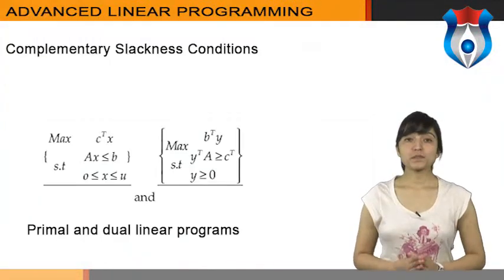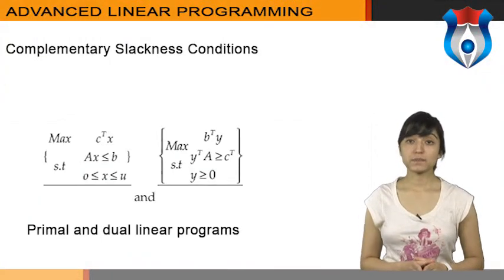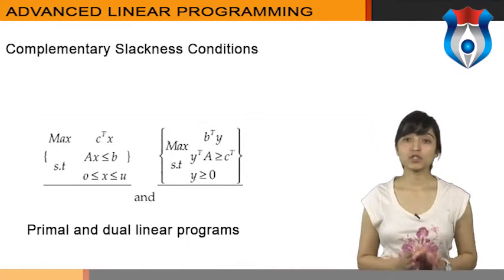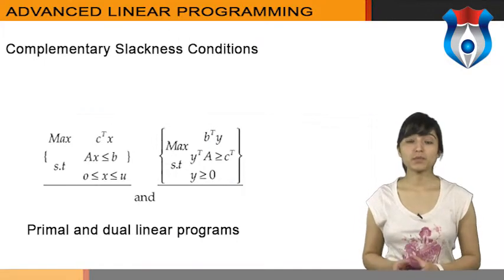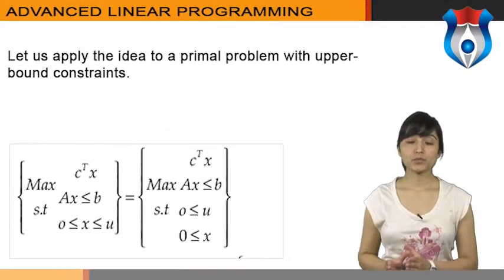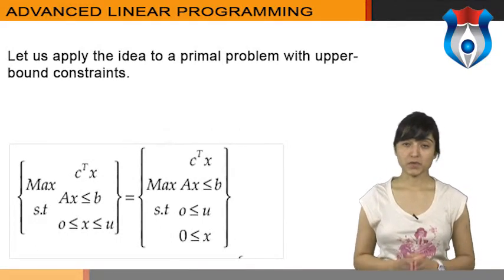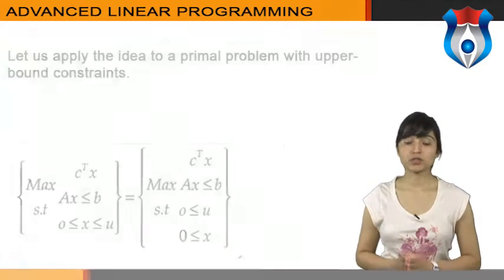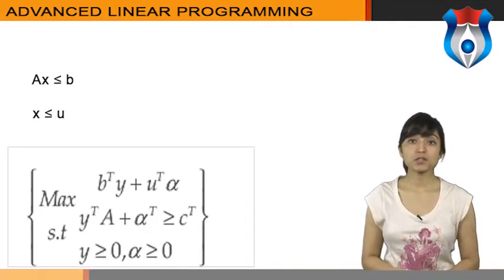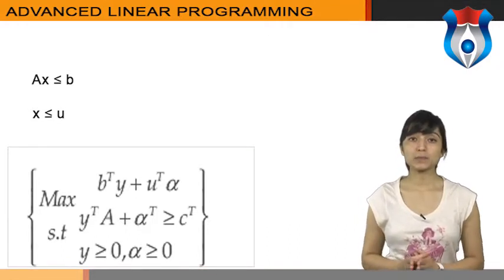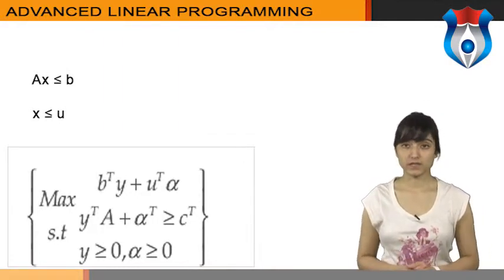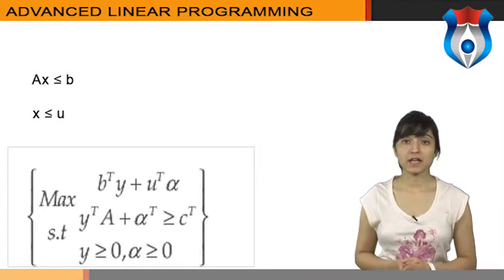Here we introduce the ideas through linear programs and make relevant comments when we encounter the ideas in specific network problems. Complementary slackness conditions. It is a pair of primal and dual linear programs. The optimal solution of the two linear programs can be defined by the complementary slackness conditions. Let us apply the idea to a primal problem with upper bound constraints. The primal problem is as shown on the screen. Let y and alpha be the vectors of dual variables corresponding to Ax less than or equal to b and the upper bound constraints x less than or equal to u respectively. Then the dual problem is as shown on the screen.